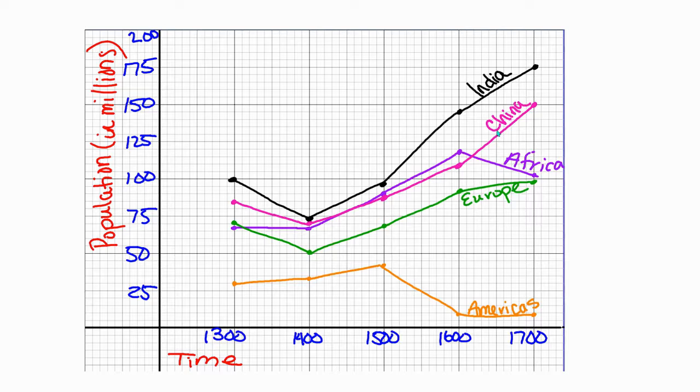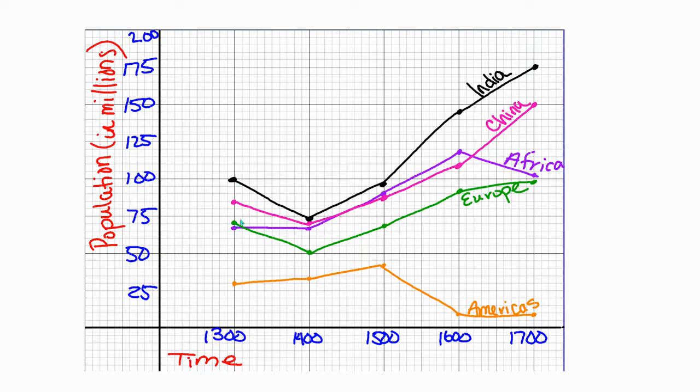So black for India, pink for China, purple for Africa, green for Europe, and orange for the Americas. So our starting point, we're going to see that in 1300, here's the starting point of our populations in the various places. So for example, in the Americas, the population was a little over 25 million people. In Africa, it was in between 50 and 75 million people. In China, we're a little bit above 75 million. In India, we're around 100 million people. In Europe, we're under 75 million.